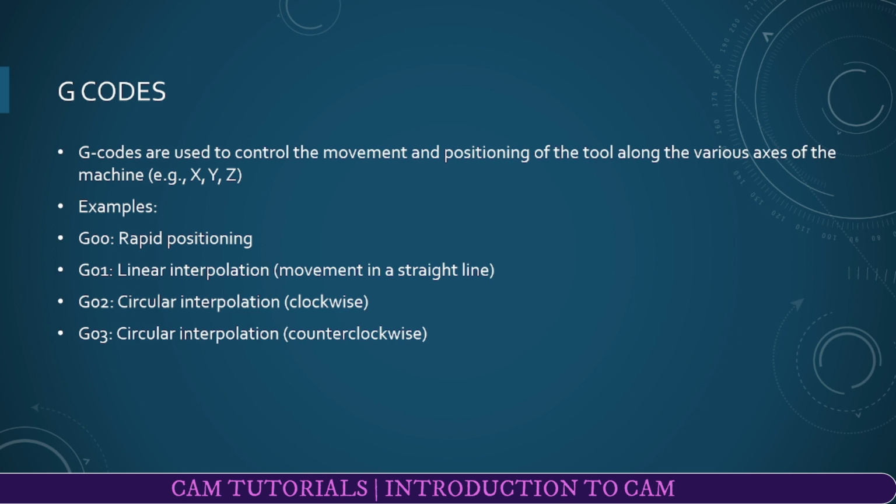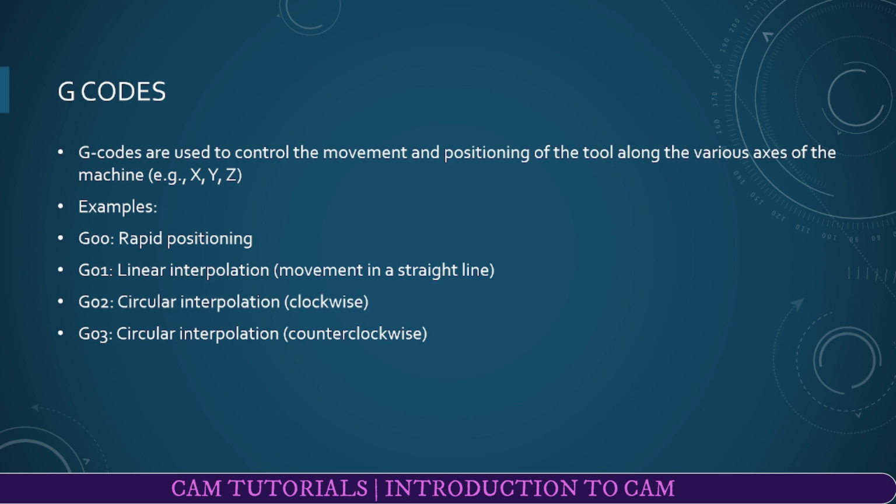Okay, first we'll study what G codes are. G codes are those codes which control the movement and the position of the tool along various axes of the machine. For example, it could be 3 axes or 2 axes, or maybe 5 axis machines or advanced machines. These G and M codes control the movement of your tool along these axes and its position.